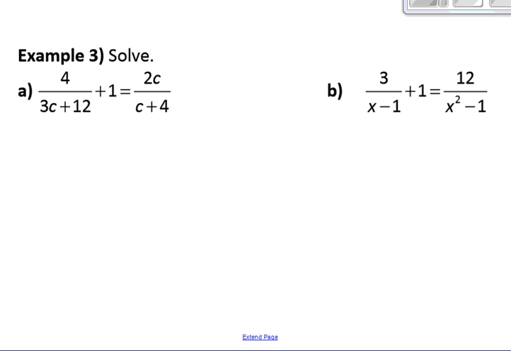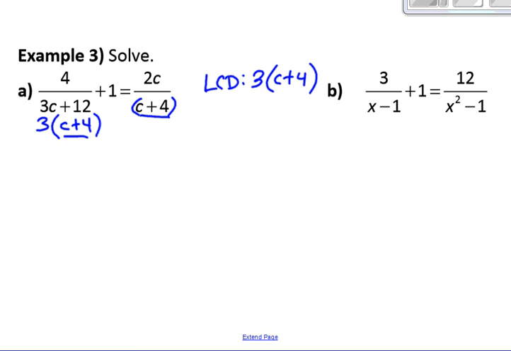When we're looking for an LCD, you want to factor your denominators. This part A does have a denominator you can factor, which will be 3 times c plus 4. And now notice, just like when we were adding and subtracting, that they both have a c plus 4 in common. So the LCD is going to be that c plus 4, and then also that 3 from the first expression. All right, so now I'm going to multiply through by my LCD of 3 times c plus 4.